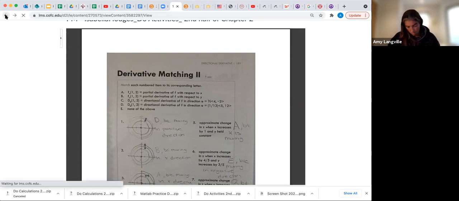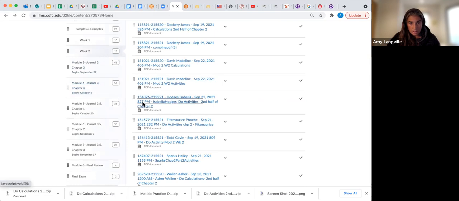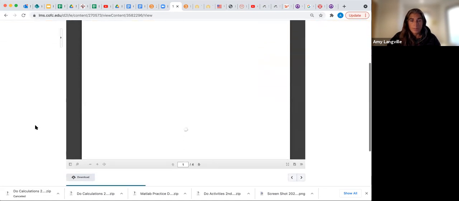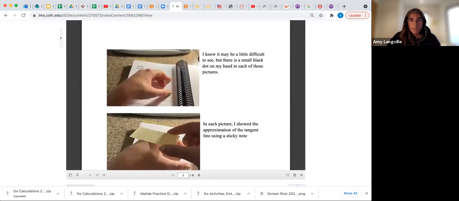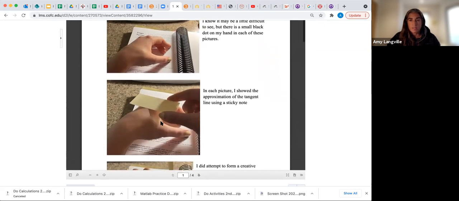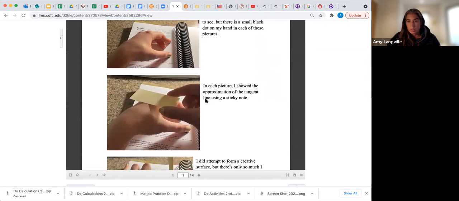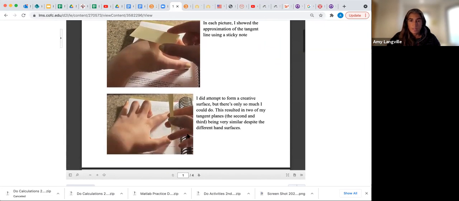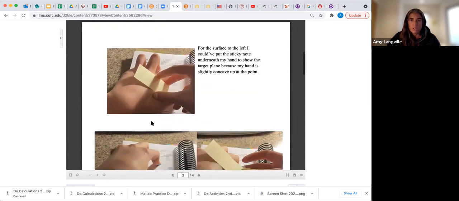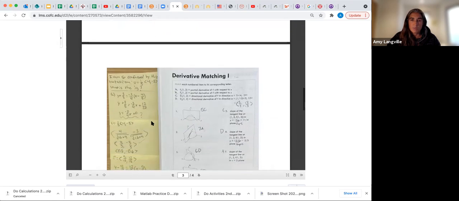Okay, let's go back. One more I want to look at is Madeline's activities. The finger twister, most people did a nice job just showing, yes, the tangent plane is an approximation to the surface there. So you zoom in, it does a good job, but a bad job further away, but right near the point, it's pretty close. And that makes sense because it's a smooth surface.